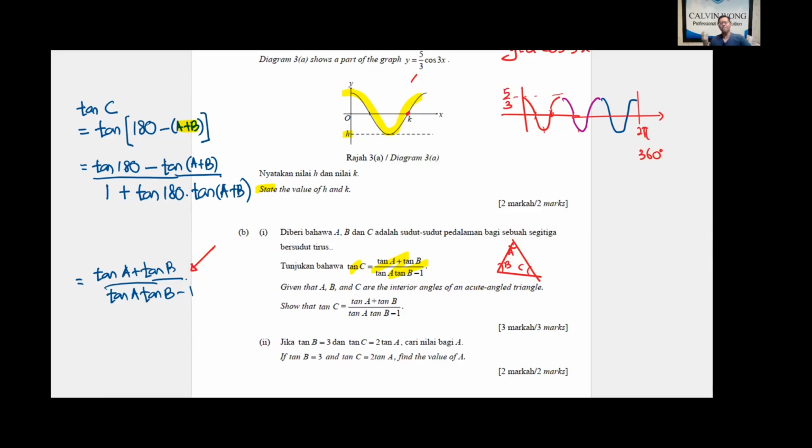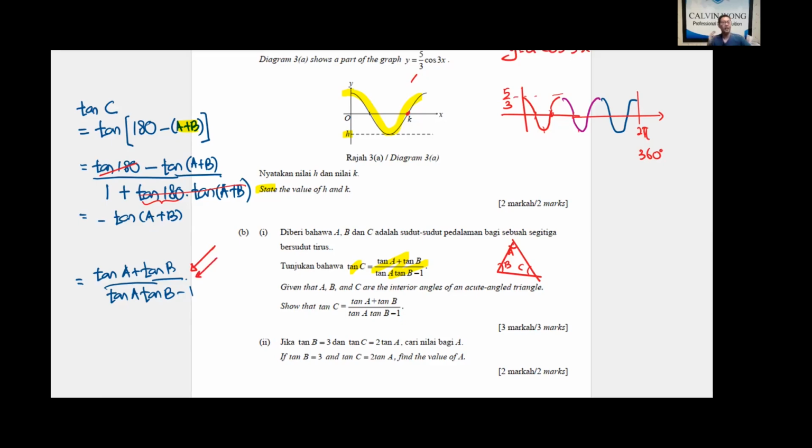With enough practice, this thing will automatically come out. And we know that tangent 180 is 0, and this is 0, which makes the whole thing equal to 0. And I have this negative tangent A plus B over 1. That means nothing over nothing. Negative tangent A plus B. Then we keep looking at the destination.